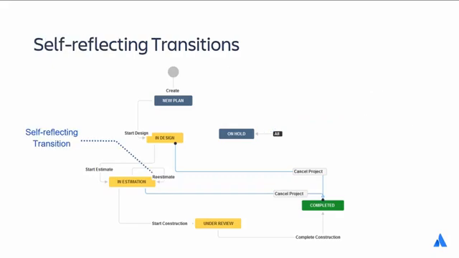Finally, transitions don't have to change the status of an issue. They can simply loop back to the same status. These are called self-reflecting transitions or looping transitions. For example, while in estimation stage, you may need to re-estimate multiple times through different companies, or perhaps due to budgetary constraints. No matter how many times you estimate, the status should stay the same.